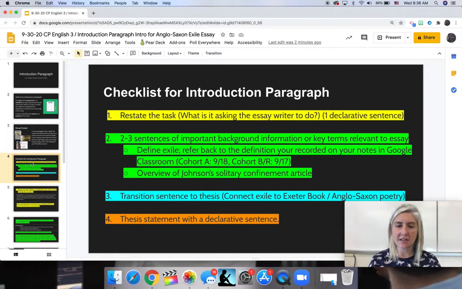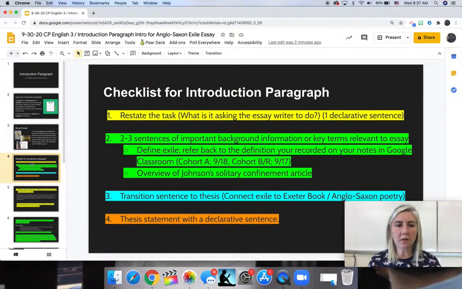I created a checklist for the introduction paragraph that I'm going to model for you and that you can imitate for this actual assignment. And I color-coded it, and the reason for that is because I think many students struggle at times to understand that paragraphs are just working parts and there are components to it. It's not just one big mass or blob of words.